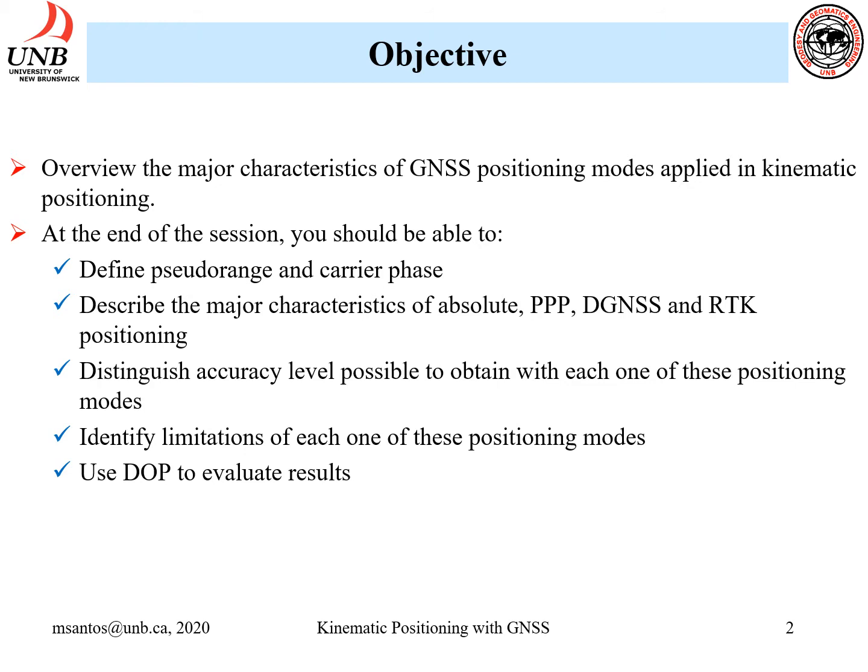At the end of the session, you should be able to define pseudorange and carrier phase, to describe the major characteristics of absolute, PPP, DGNSS, and RTK positioning, to distinguish the accuracy level possible to obtain with each one of these positioning modes, to identify limitations of each one of these positioning modes, and to use DOP to evaluate results.